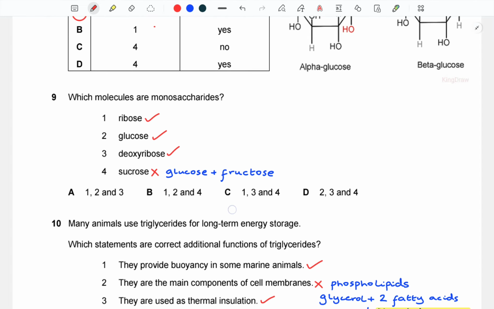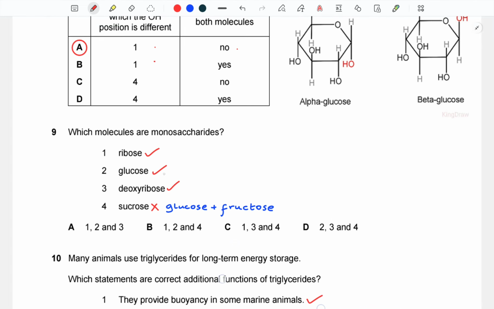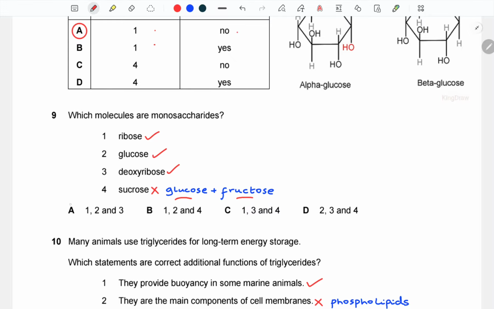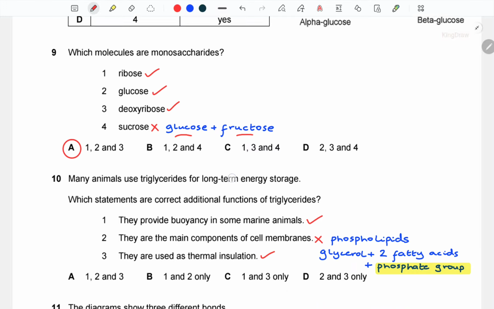9. Which molecules are monosaccharides? Ribose, of course, monosaccharides. Glucose, also monosaccharides. Deoxyribose, of course, monosaccharides. Sucrose is not a monosaccharide, it's a disaccharide, as it's made up of glucose and fructose. Hence our answer for 9 should be A. 1, 2, and 3 only.